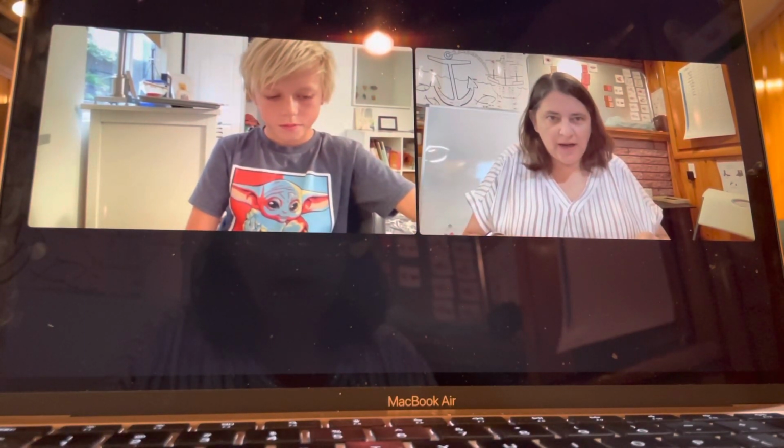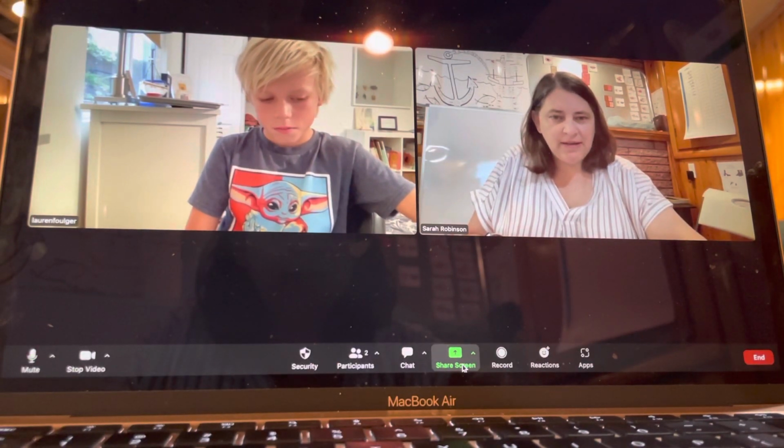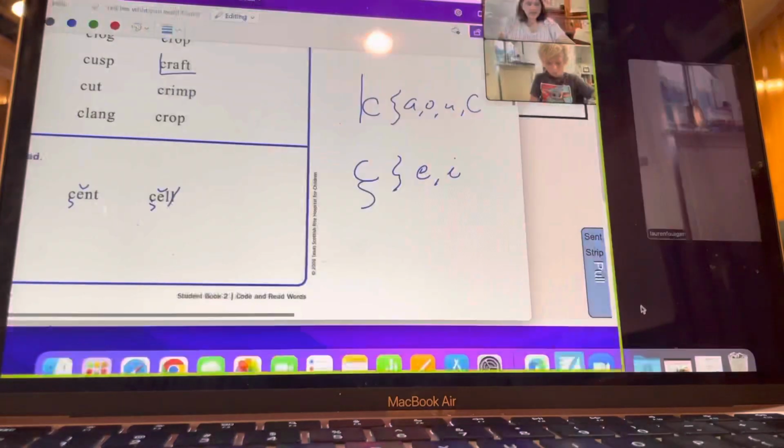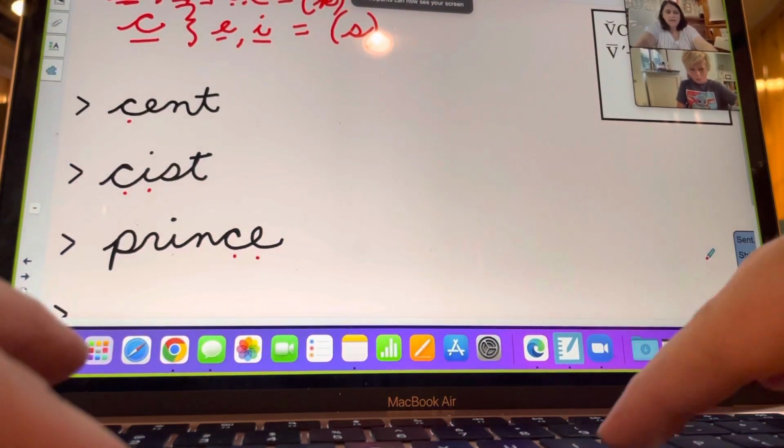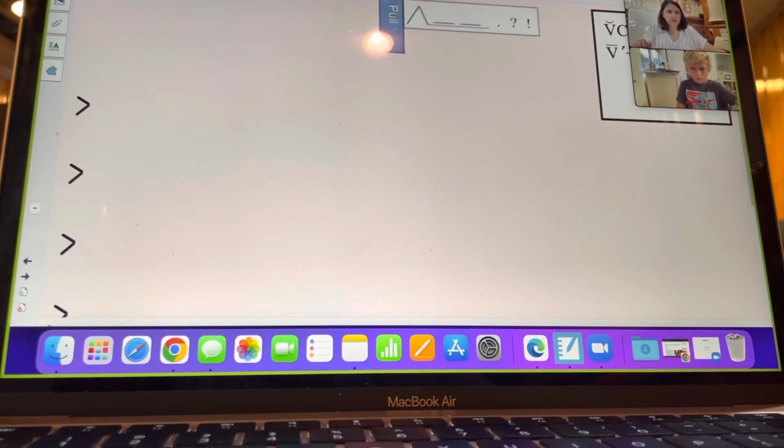Let's go on to our sentences. We're going to code and read some sentences. So let me take us to our page here. We've got the sentence. We're going to code and read sentences. A sentence begins with a capital letter.